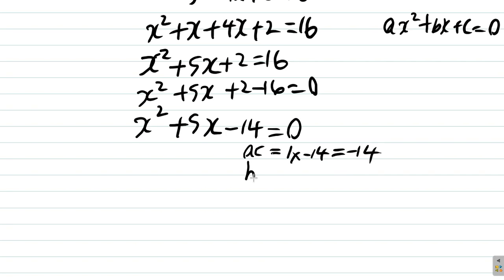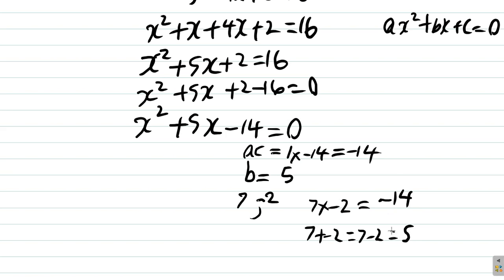Alright. Now b is 5. You must find two numbers that multiply to give you AC and add to give you b. Which two numbers multiply to give negative 14 and add to give positive 5? Let me see. I try 7 and 2. One of them must be negative. If I make the 7 negative, negative 7 times 2 gives you negative 14, but negative 7 plus 2 is negative 5. Not positive 5. It must be positive 5. So let me make the 2 negative. 7 times negative 2 gives you negative 14. Right? Good. 7 plus negative 2, same as 7 minus 2, equals 5. So 7 and negative 2 are the numbers.